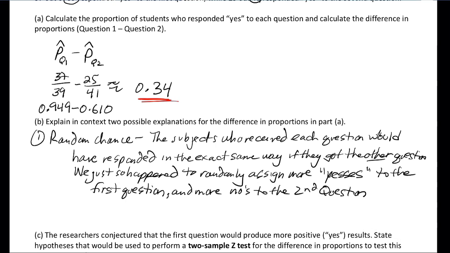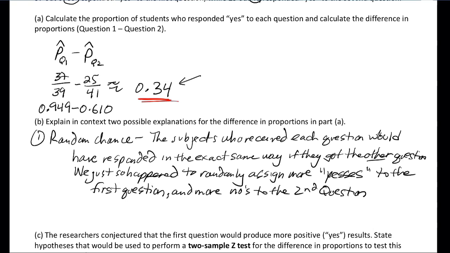So in this first explanation, basically what we're saying is we're assuming there's no difference in the questions. The questions aren't really biased, or even if they are, it's not affecting people's responses. So they would have responded the exact same way if they had received the other question. So the reason why we got this 34% difference is just by random chance.